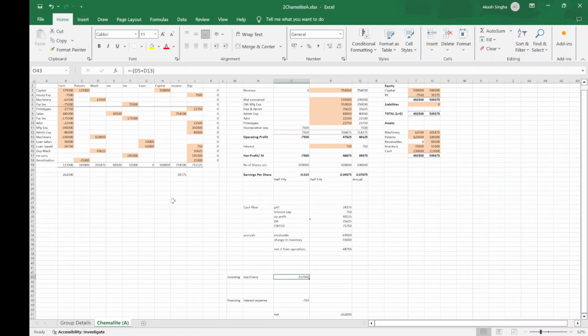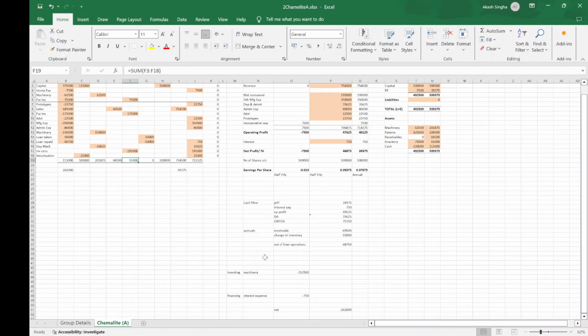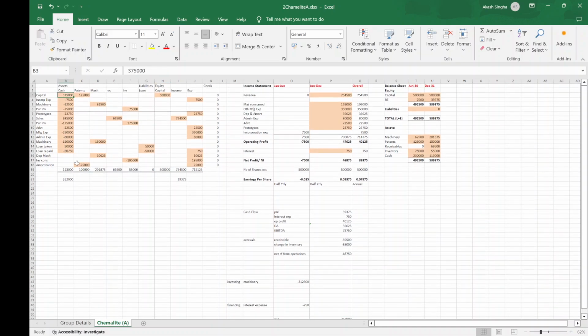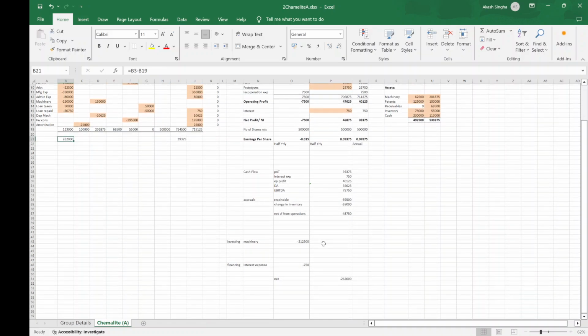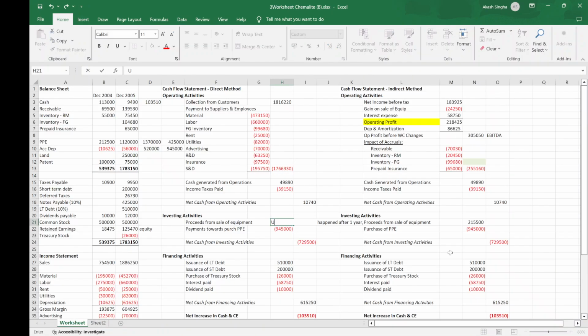Then for machinery, the total cash flow is 62,500 paid there and 1,50,000 was paid there. So sum of it. We won't take depreciation because we didn't get any money back or pay anything for depreciation. It's just for the calculation, right? And for the interest expense, it is financing minus 750. So the summation of these three is this, which should be the same as opening cash minus closing cash, same value. So it's correct. So let's move to the next.